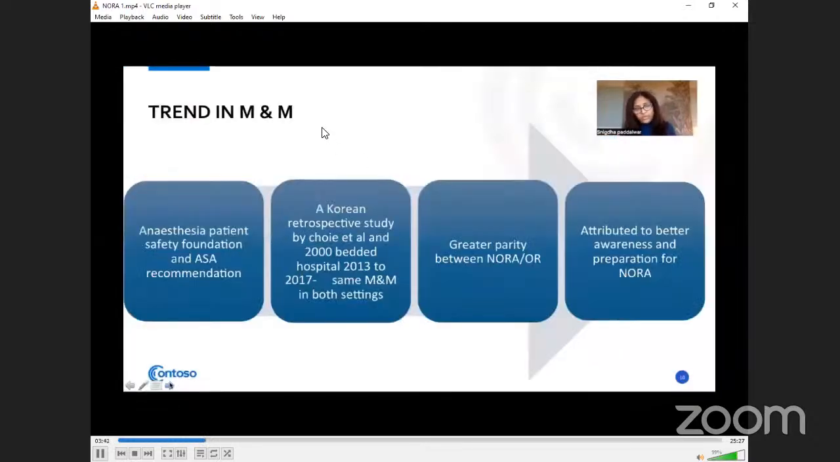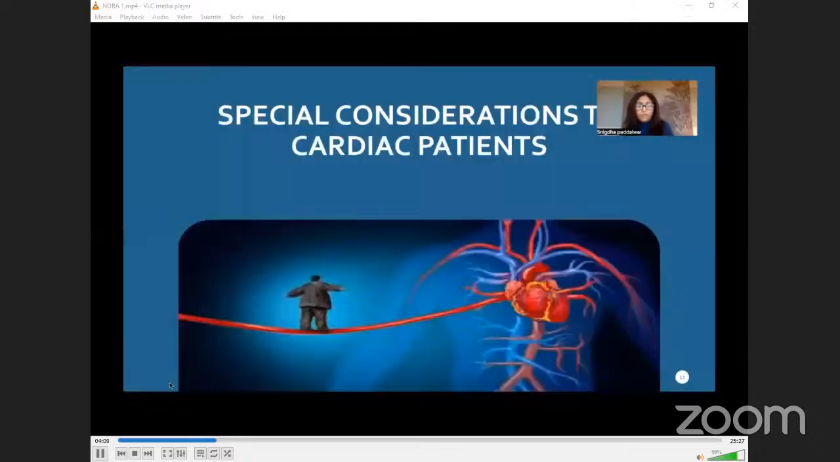However, this changed after the intervention of the ASA and the Anesthesia Patient Safety Foundation, which recommended having a similar standard of monitoring and anesthesia care in remote location anesthesia as we do for operating room scenarios. So the recent articles published by Korean authors showed a greater parity between the NORA and the OR cases, and this was attributed to better awareness and preparation for NORA.